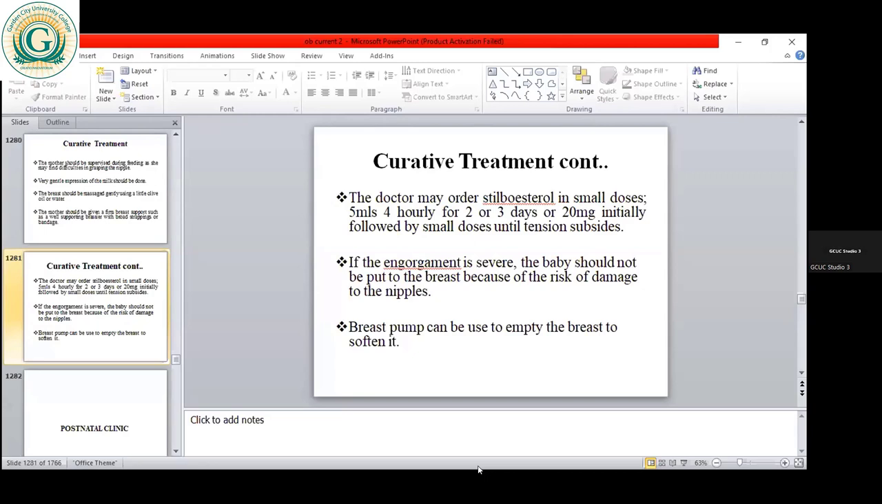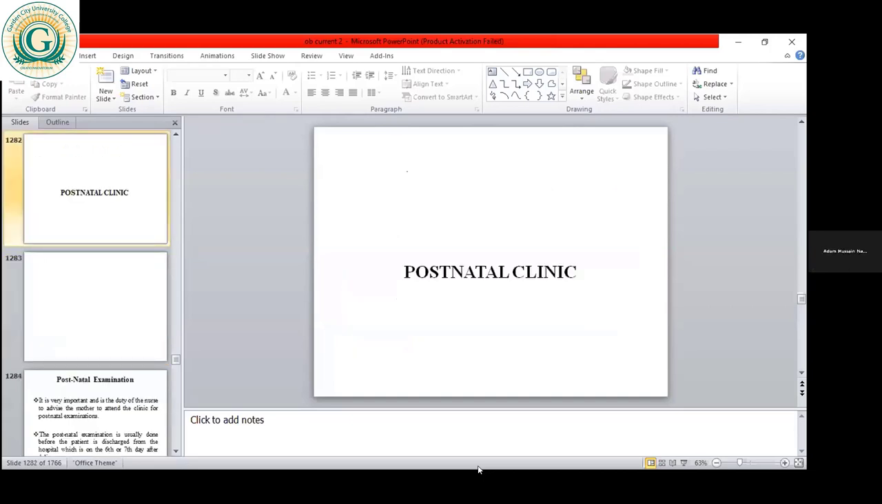If the engorgement is severe, the baby should not be put onto the breast because of the risk of damaging the nipples. For that one, we use a breast pump to pick the milk from the breast and feed the baby. So those are the disorders.